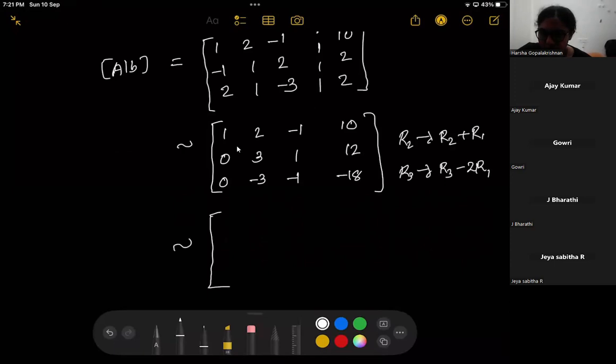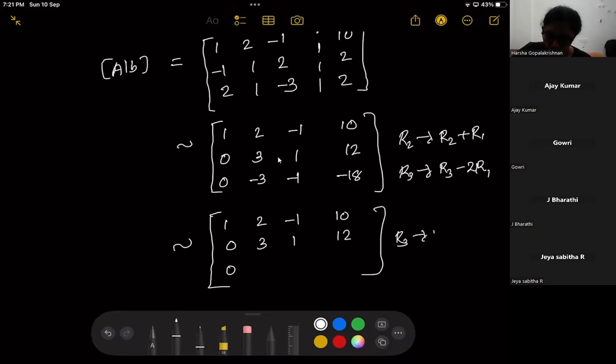Now our next aim: the first row we will keep like that, and the second row also. If you want, you can make the second pivot entry 1, but here we have minus 3 and 3, so we can just add to obtain 0. The rows are 1, 2, minus 1, 10; 0, 3, 1, 12; and then R3 changes to R3 plus R2, giving 0, 0, minus 6.